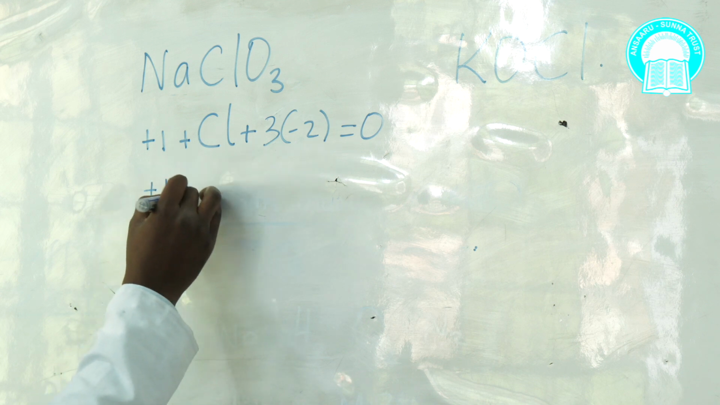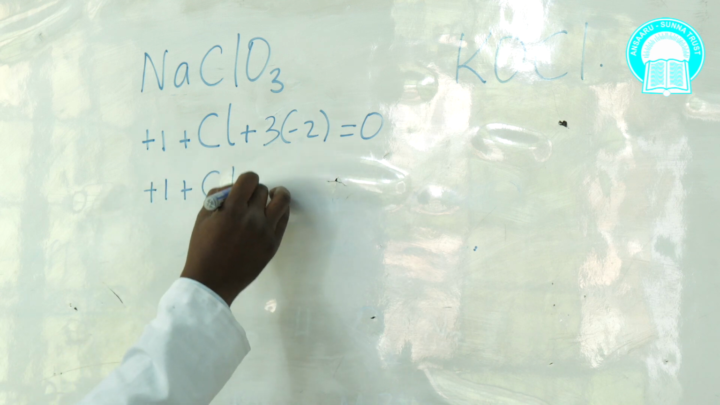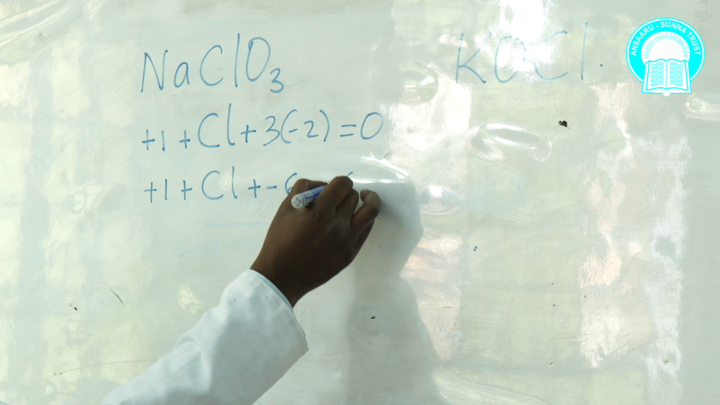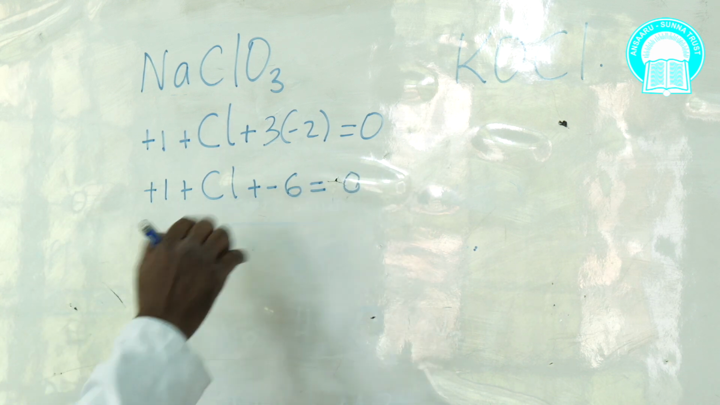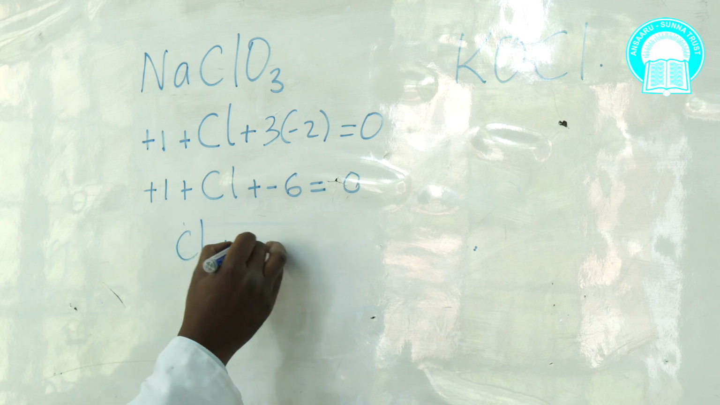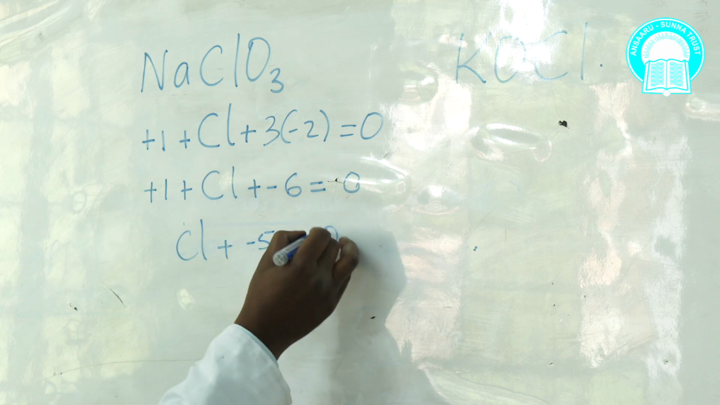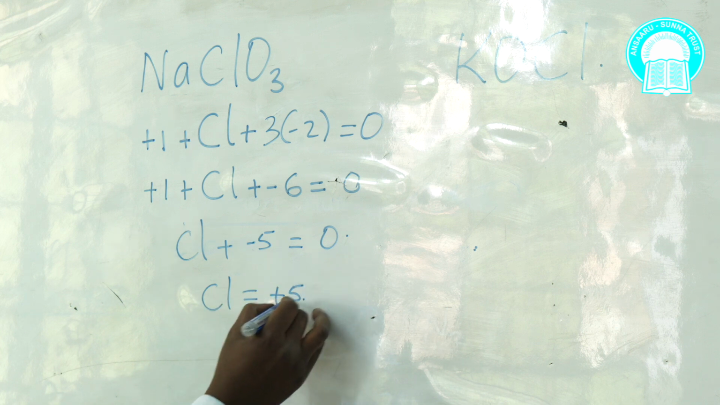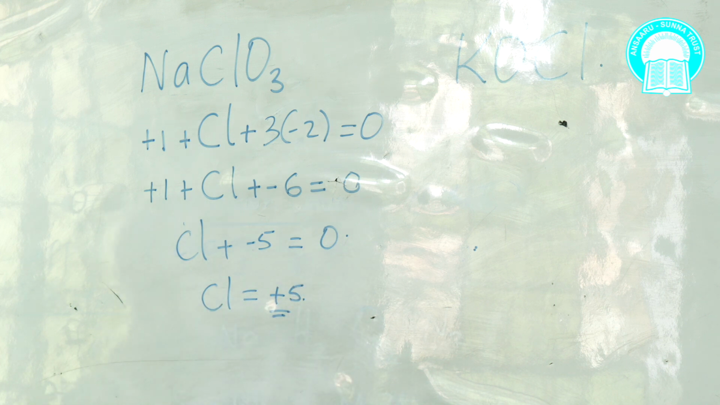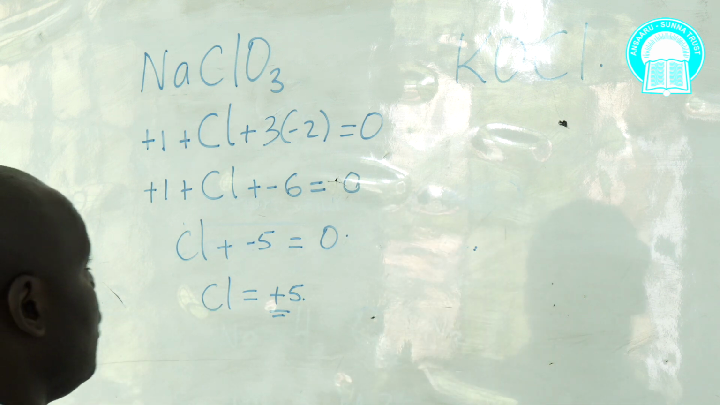So +1 plus chlorine plus -6 should give me 0. +1 plus -6 gives me -5. This is equal to 0. Then chlorine, we find, is +5. So the oxidation number of chlorine in this one is +5.